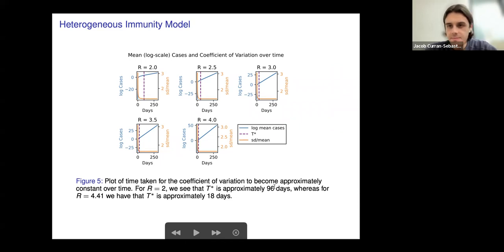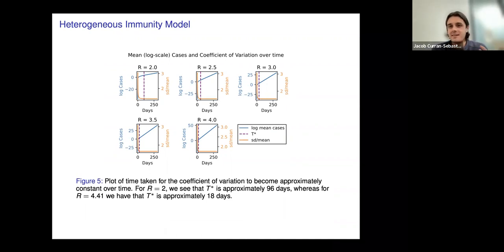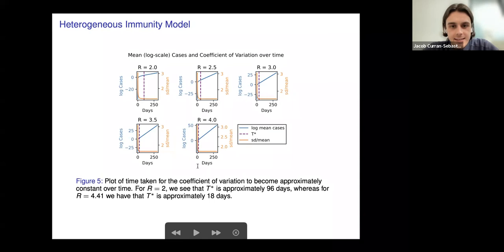So this is a reasonable amount of time to prepare other measures like contact tracing and so on. Whereas for a much higher R0 of 4, I should say 4 instead of 4.41, it's only about 18 days. So for a much higher R0, you really don't buy yourself very much time by having a smaller importation rate.